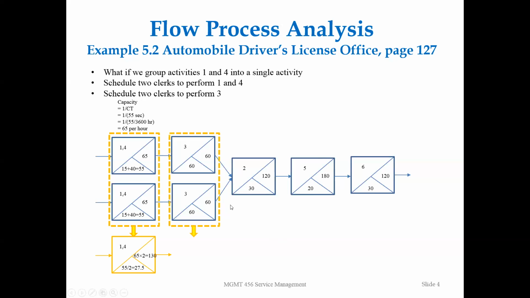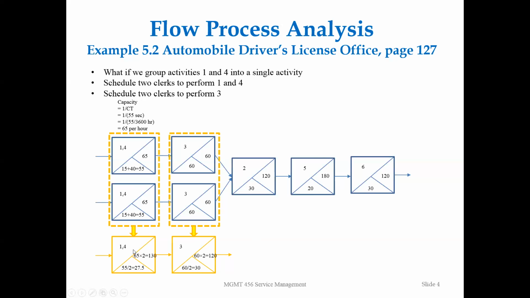Similarly, we can convert these 2 rectangles into a single rectangle. It's activity 3. The cycle time was 60. I have 2 people. That means the new cycle time, 60 divided by 2, it's 30, it's faster. The capacity was 60. I have 2 people. So the new capacity is 60 times 2, I have 120. So now I convert these 2 boxes into a single box for the first 2 stages. So now let's look at the new flow chart.